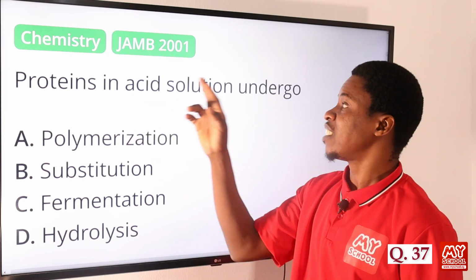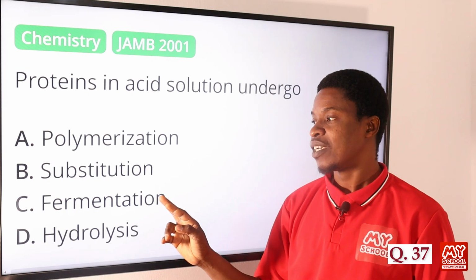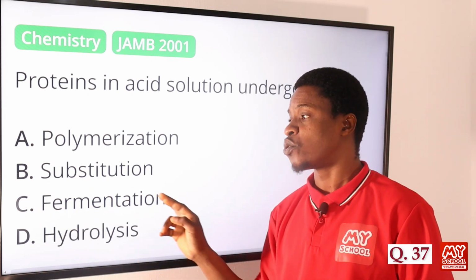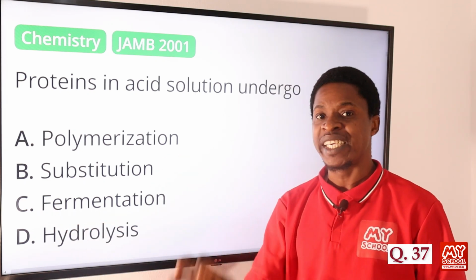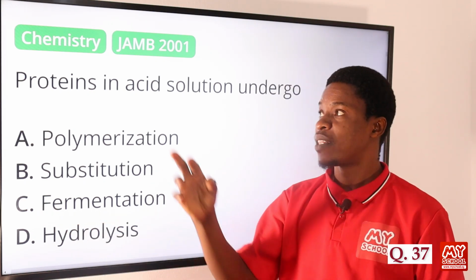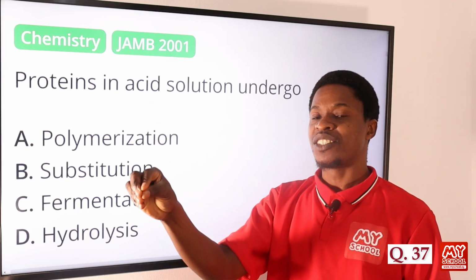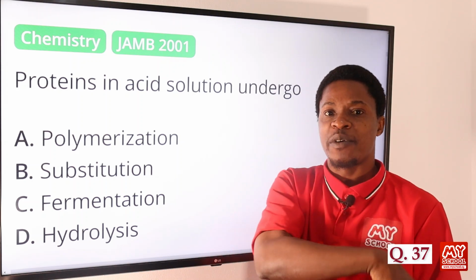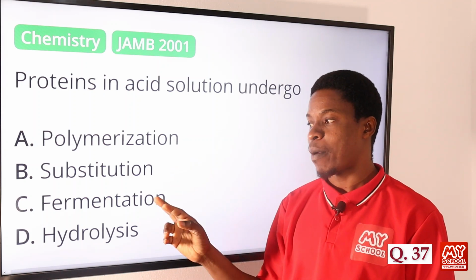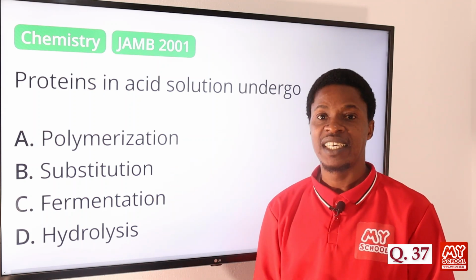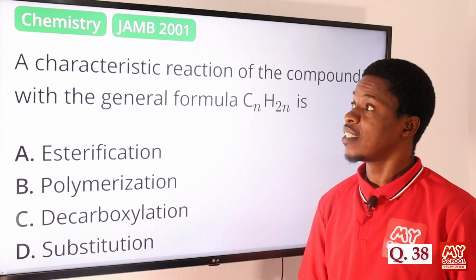So protein in acid solution undergoes hydrolysis reaction, not fermentation reaction. Remember, we said fermentation reaction has to do with conversion of sugar into alcohol in the presence of yeast, but that is not the case here. And it's not substitution reaction because an element is not replacing another atom of element in that protein. So it is not substitution, it's not polymerization, it's not fermentation. The correct answer here is option D, hydrolysis. Let's go to question number 38.